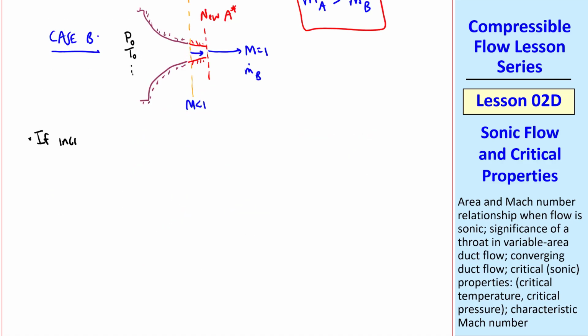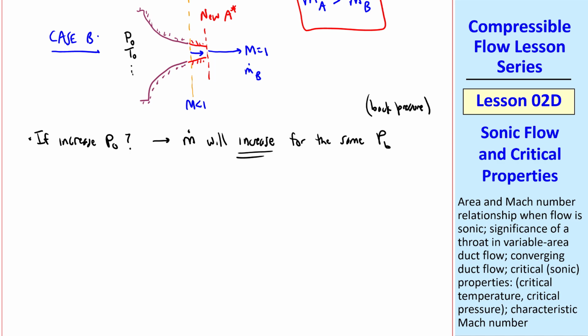What happens if we increase the stagnation pressure upstream? Well, in that case, m dot will increase for the same P_B, the back pressure. Again, thinking about our bicycle tire, if we pump this tire up higher and then have a hole, the Mach number will still be 1, but the mass flow rate will be bigger. Of course, that's an unsteady problem.